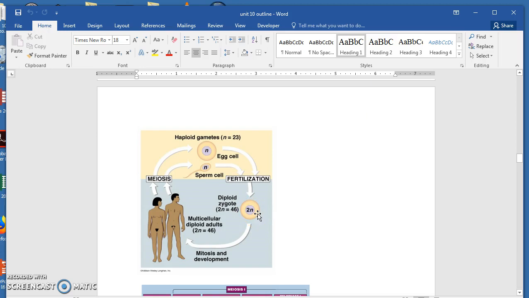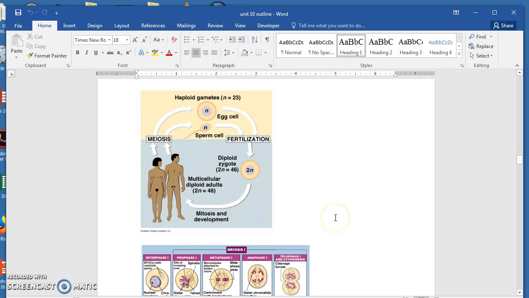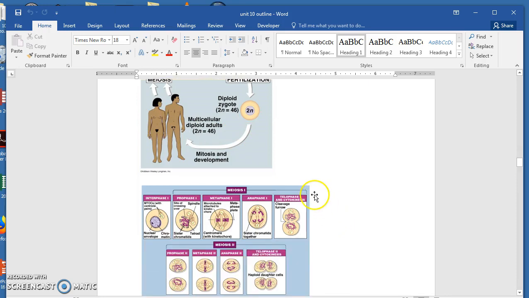This zygote that's produced is going to go through many, many mitotic divisions. So the person goes from one cell to trillions of cells. So a lot of mitotic events. And eventually, from meiosis, then the sex cells will be produced. And my understanding, I've been told, is that a female will have all of her oocytes produced before birth. And males keep producing sperm throughout life, but it does slow down in later years.